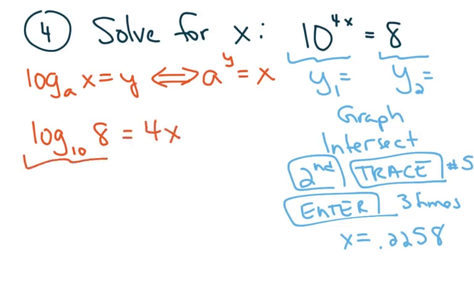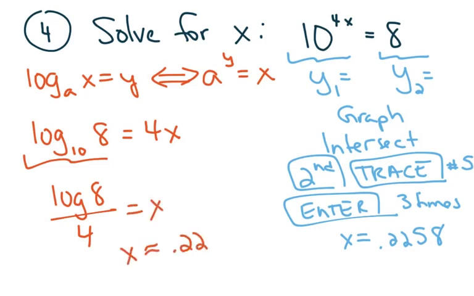Now the nice thing about this is, remember base 10 is your common log. So all you have to do is type into your calculator log 8, and it's going to tell you that it's 0.9030899987... And then you can just divide by 4. And lo and behold, you will get the same answer that you got on the calculator, which is 0.2258.